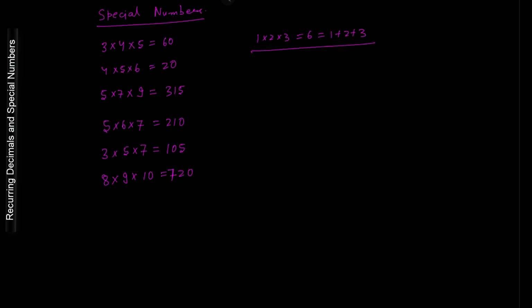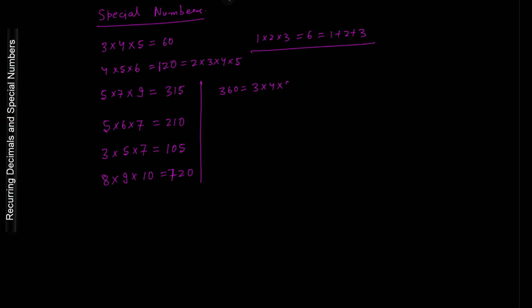720. In fact, 4, 5, 6 is 120. This 120 is also equal to 2, 3, 4, 5. 360 is also a special number. It is 3, 4, 5, 6.